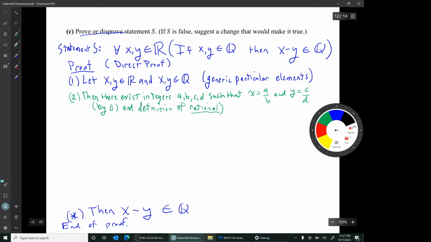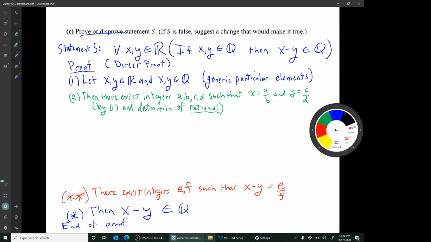And let's look forward to the end of the proof. This last statement of the proof has a defined term, rational. So we know how this proof is going to have to end, and we also know how the second to the last statement is going to have to go. And furthermore, if that's the second to the last step, we know that the justification for the last step is going to have to be the definition of rational.